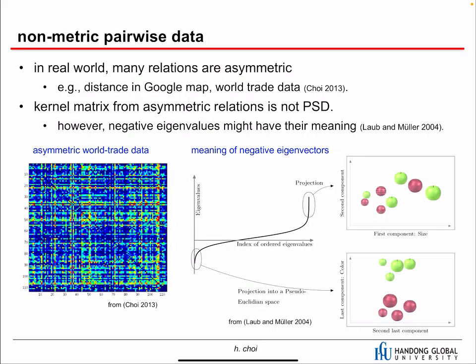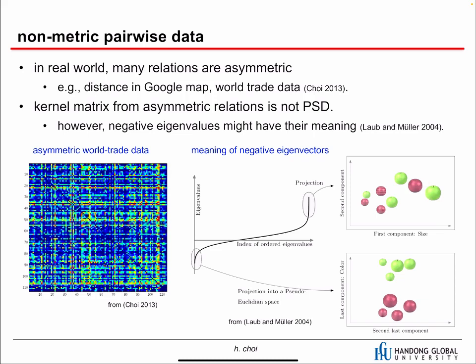Okay, this slide is a little off the topic, but I want to point out that sometimes the distance matrix is not a distance matrix mathematically. In the real world, many relations are asymmetric, like the distance in Google Map. When we check the distance from Pohang to Seoul and from Seoul to Pohang, technically the distance is different. Sometimes there's a one-way street, sometimes we have to take a U-turn. So mathematically, it's not a distance.